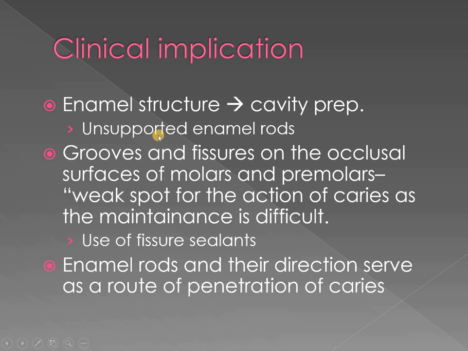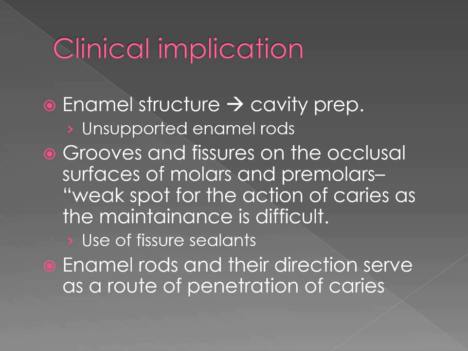If you have a restoration with unsupported enamel rods underneath, the unsupported enamel rods may break down, giving rise to secondary caries. The grooves and fissures on the occlusal surface of the molars and premolars are weak spots, and food can very easily get entrapped in that region. This gives rise to excessive bacterial invasion in that region, producing acids which degrade the enamel, giving rise to caries. Use of pit and fissure sealants, especially in deciduous dentition, has been proven to prevent progress of caries.